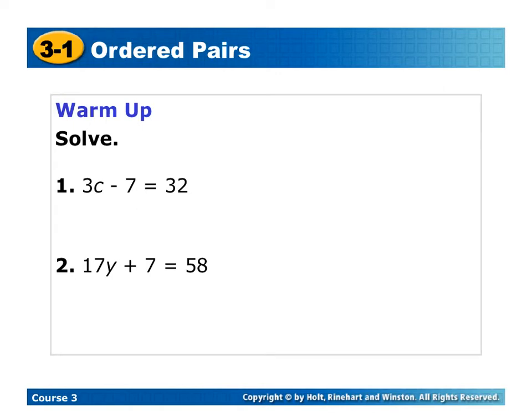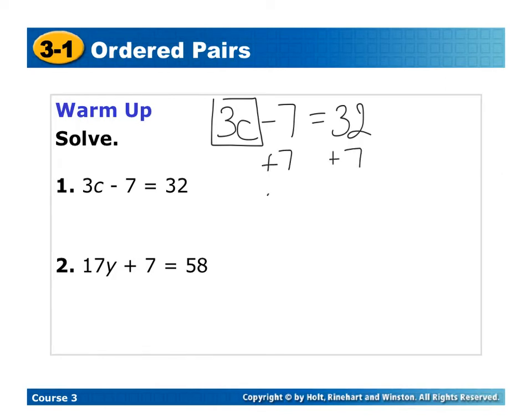Alright, for number 1, we have 3c minus 7 equals 32. So remember, we like to identify that variable term first, which is 3c. And outside the box we have that minus 7, so to get rid of a minus 7, I'm going to go ahead and add 7 to both sides. And now I have 3c is equal to 39. Because it's 3 times c, I'm going to go ahead and divide both sides by 3. So c is going to equal 13.